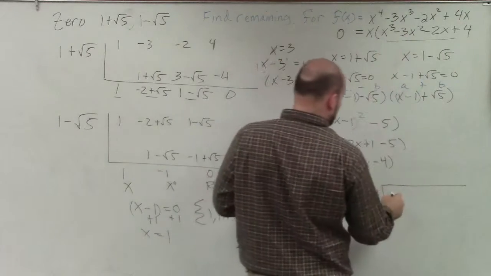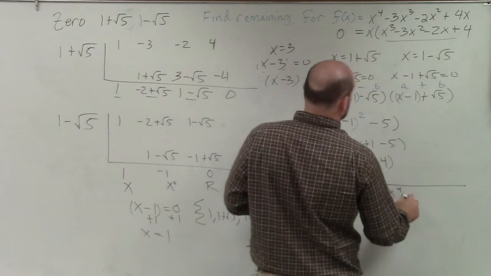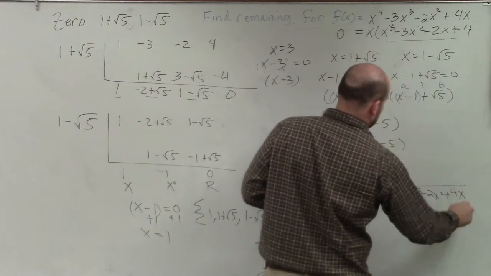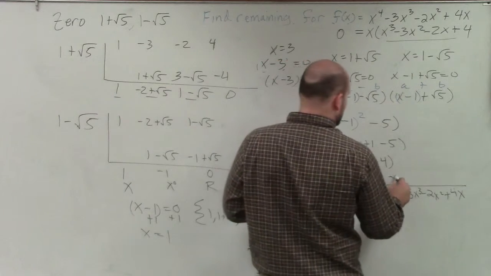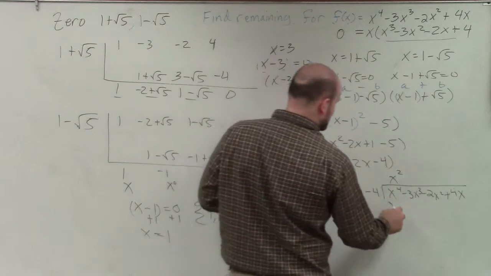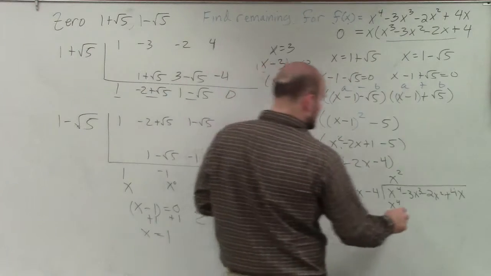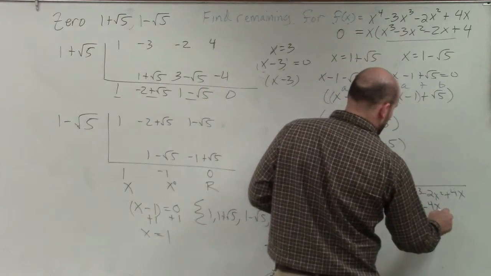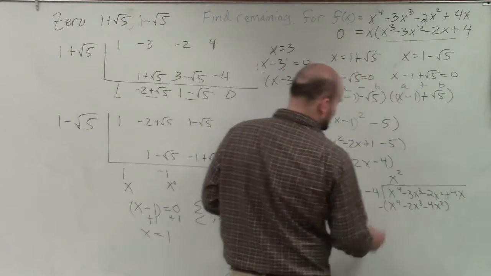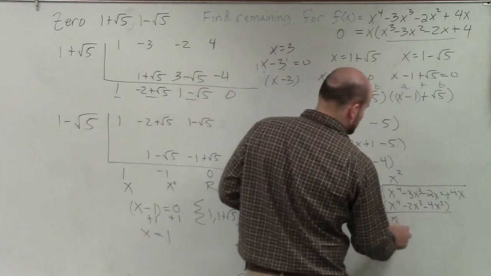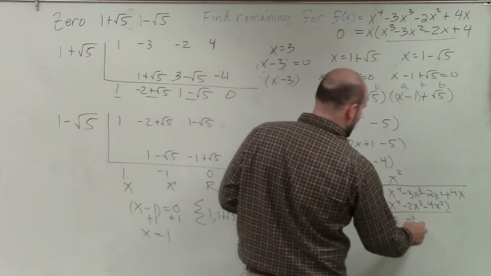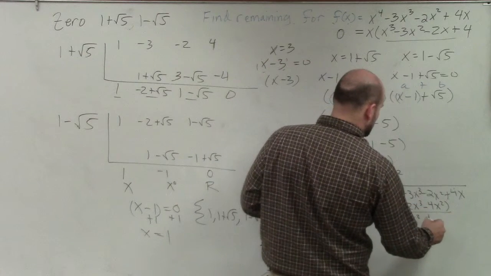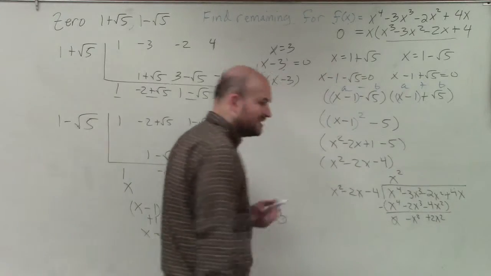Let's go back up to our original polynomial, minus 3x cubed minus 2x squared plus 4x. All right, so x squared goes into x to the 4th. X squared times x squared is x to the 4th. X squared times negative 2x is a negative 2x cubed. X squared times negative 4 is a negative 4x squared. Subtract the 2 rows. Here I get 0. Negative 3 minus a negative is going to be a negative x cubed. Negative 2x minus negative 4x is going to be a positive 2x squared.